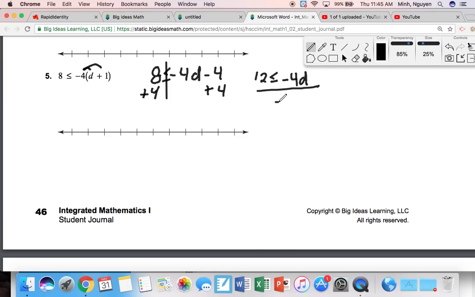Divide both sides by -4. What happens when you divide? You've got to swap the symbol. 12 divided by -4 is -3. And the d is on the right side, which is okay.